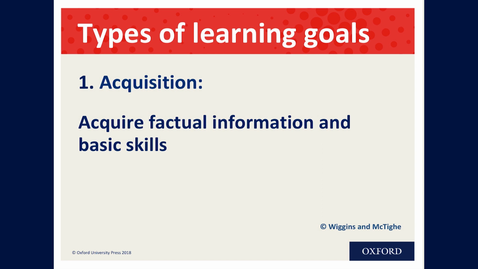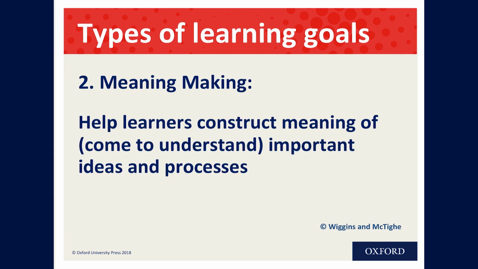But then Wiggins and McTighe say the next learning goal is meaning making. What do those facts mean? How do we understand them? How do we make meaning of those facts? And this is the basis of a concept-based framework, that we go beyond the facts to make meaning. Okay? Understanding by Design, a very complementary program, does the same thing. How do we understand the facts?